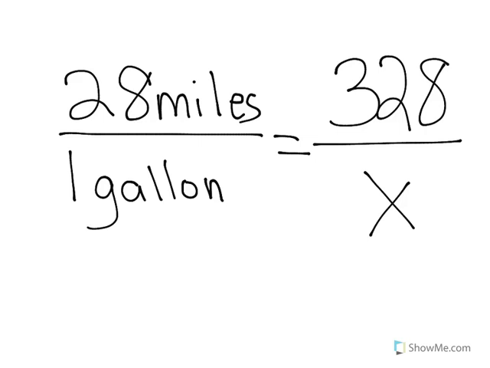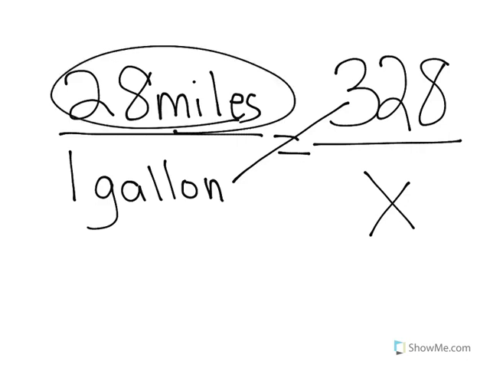I can use a giant 1, and I can find out how many times 28 goes into 328, or I can use a method called cross multiplication, and I can do 328 times 1 gallon, and then divide that by 28, and that will give me what X is.